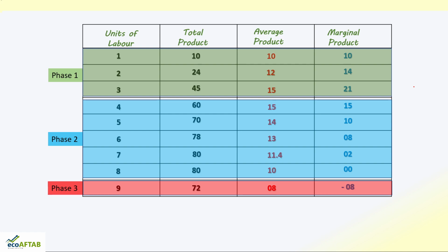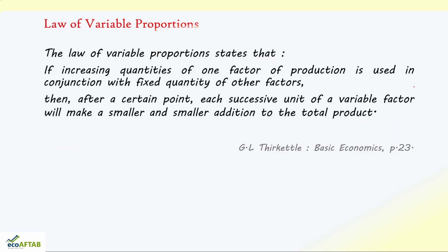The same thing, friends, we can understand in the form of a graph. So, what is the law of variable proportions? The thing that I explained in the previous slides is the law of variable proportions. The law says if increasing quantities of one factor of production are used in conjunction with a fixed quantity of other factors of production. So, here the one factor of production that we saw was labor, and the fixed quantity of other factors, for simplicity, I said is the printing machine, which we call capital.